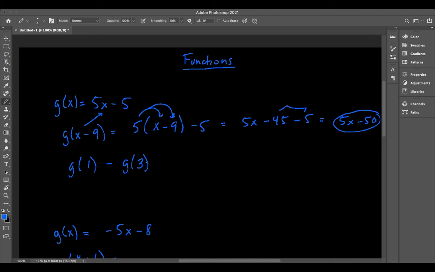So let's do the other one. We have g of 1 minus g of 3. I just substitute in 1 for x, so 1 minus 5, and that should give us a value of 0. Then I'll do the other one with the minus sign. For g of 3, I'm just going to substitute in 3 for x and solve. That gives us 10. So 0 minus 10 gives us negative 10. That would be the answer to the question. That's all you have to do.